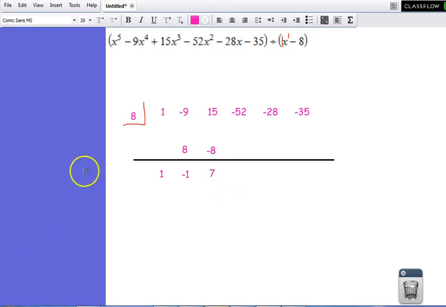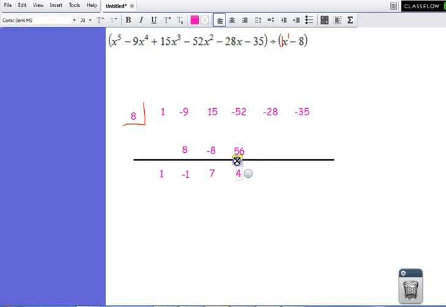Alright, now, with that 7, you multiply that 7 by that 8 in the box again. And you get what? 56! Thank you, imaginary voice in my head. We then add again, negative 52 plus 56, 4.